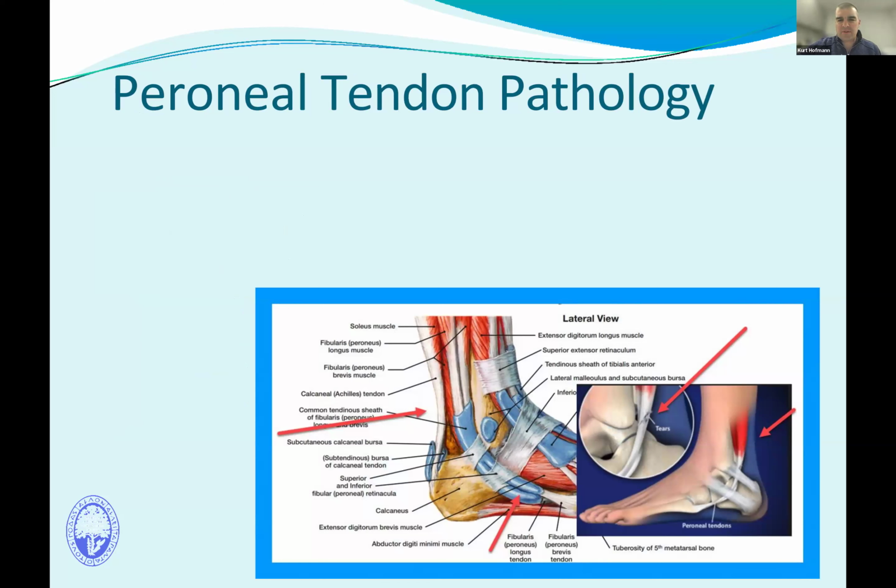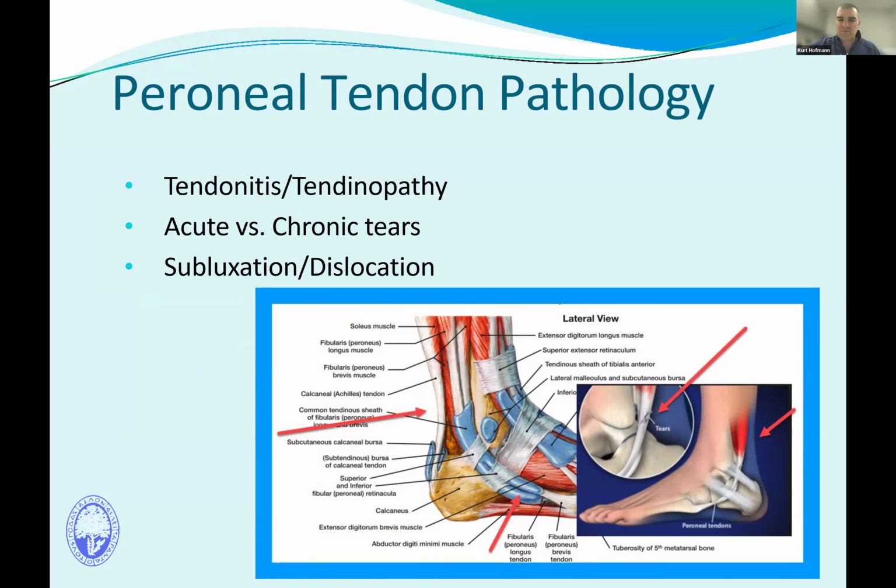So let's dive a little bit farther into peroneal tendon pathology. Again, this is just an anatomy scan here of what the peroneal tendons look like and where they're located, which we saw before. This is a little bit busier slide, kind of showing the rest of the bursa and the retinaculum throughout the ankle, which obviously is a complex area. But specific to the peroneal tendons, we're looking at diagnosis of tendonitis or tendinopathy, which can be the result of a previous tear.